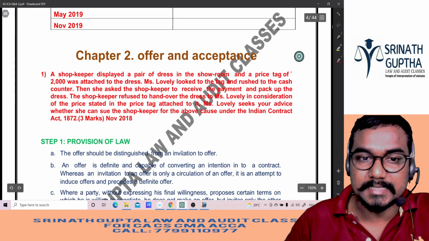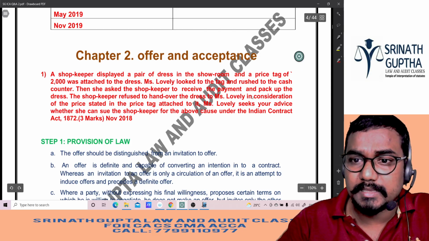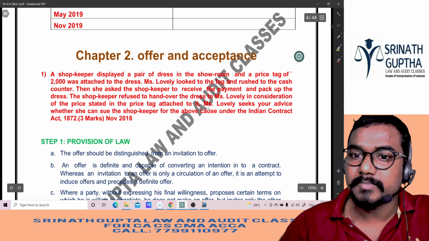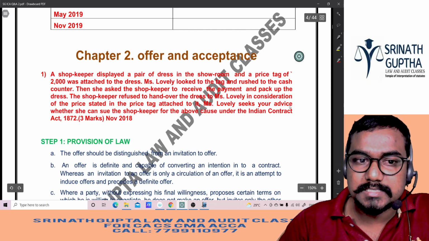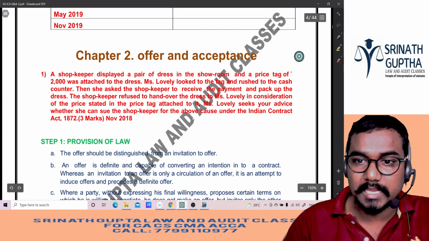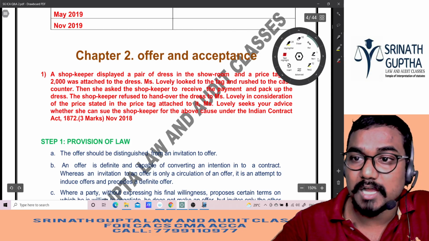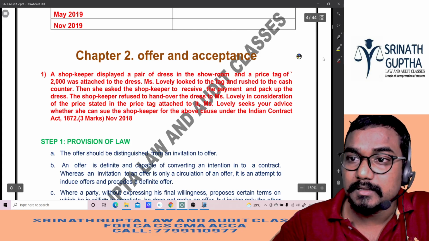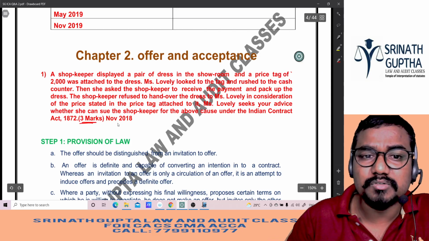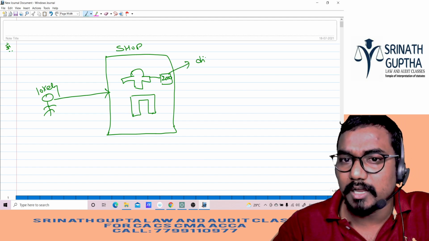Please pack the dress. So shopkeeper refused to hand over the dress to Miss Lovely in consideration of the price stated in the price tag attached to it. Miss Lovely seeks your advice whether she can sue the shopkeeper for the above cause under the Indian Contract Act. 3 marks, beta. This question was asked for the 3 marks, November 2008. But first of all, display of the dress is the invitation to offer.